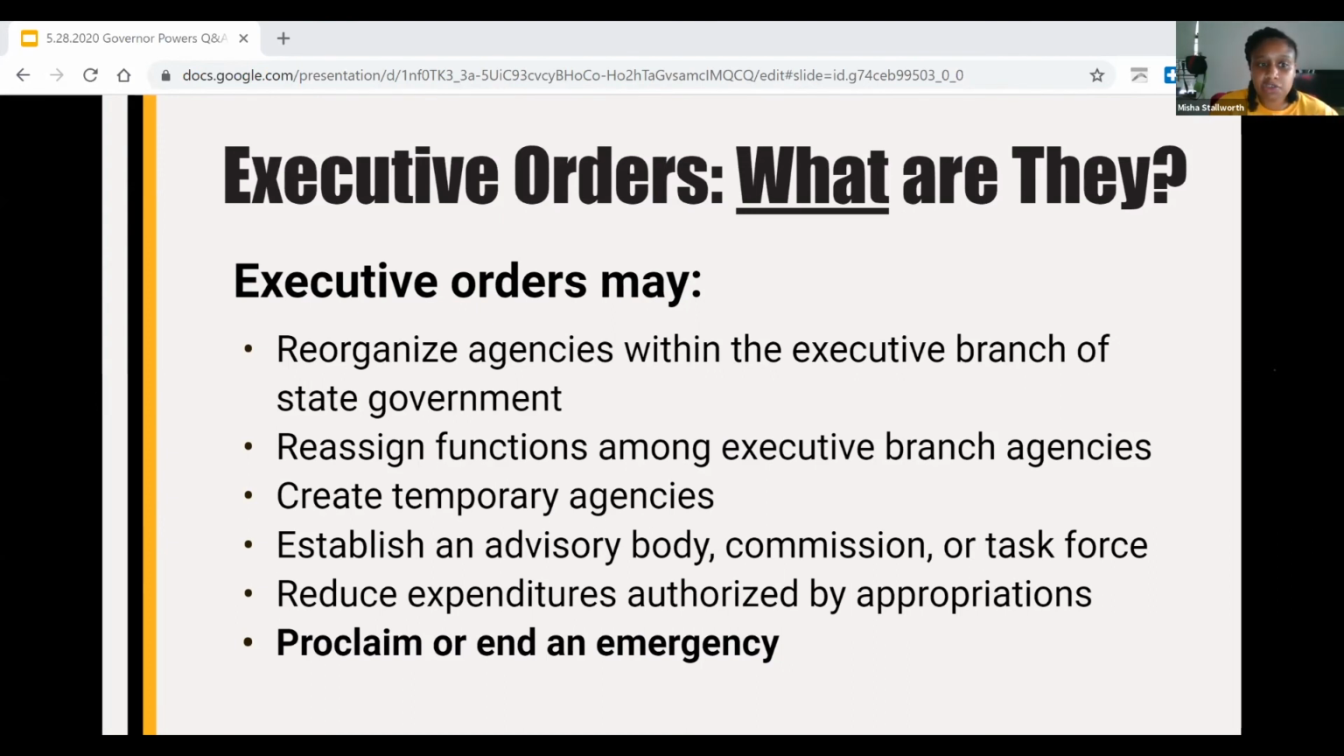Executive orders may also create temporary agencies. They can establish an advisory body, a commission, or task force. They can reduce expenditures authorized by appropriations. So not increase, but can reduce. And they can proclaim or end an emergency, which is of course where we're spending our time today.